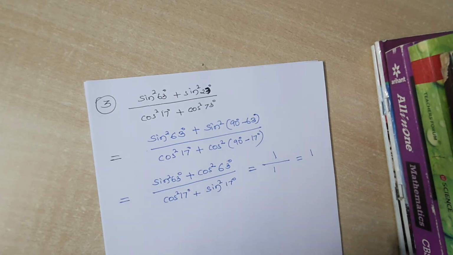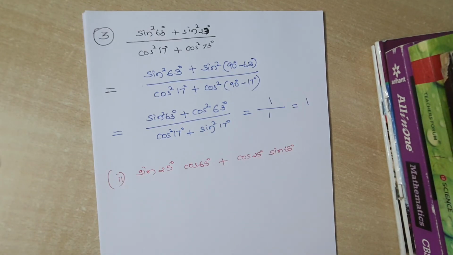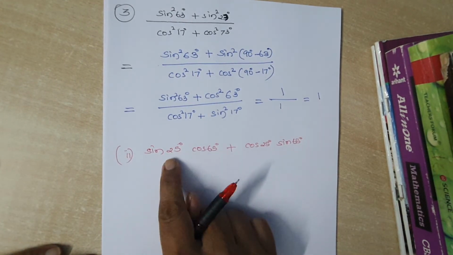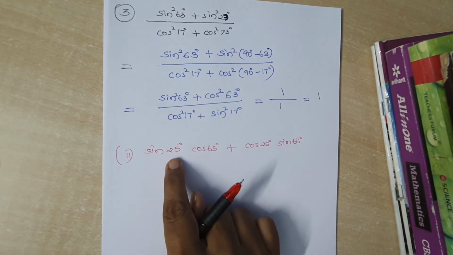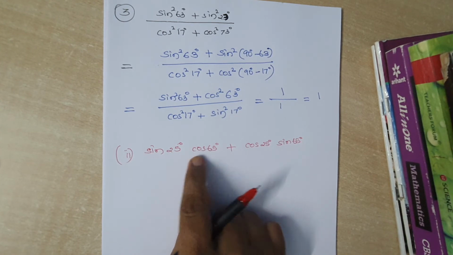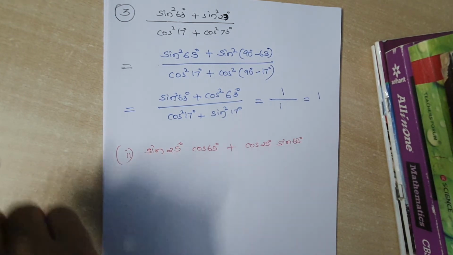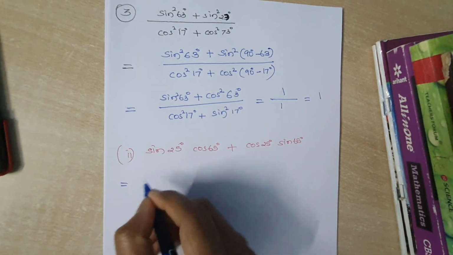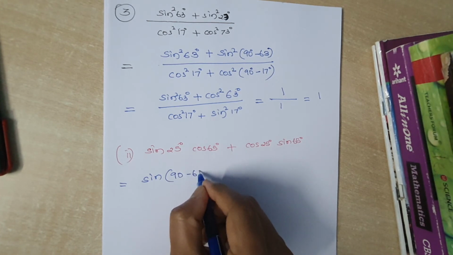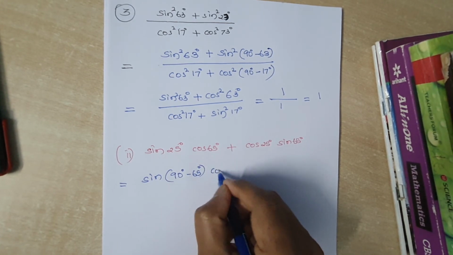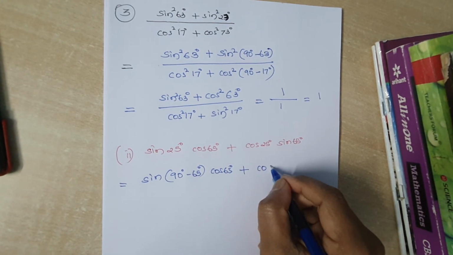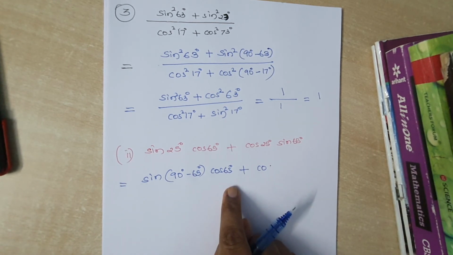Let us do one more problem. In this question, we have to evaluate the value. See, 25 and 65 are complementary to each other. That means 90 minus 25 will give 65. So let us change any one. Sin 25 is equal to sin of 90 minus 65, and cos 65 plus, if you want we can change cos.